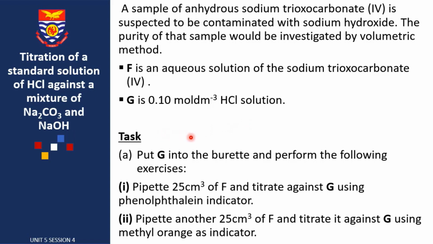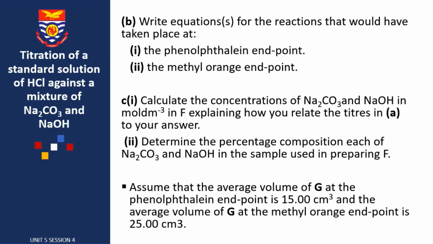Put G into the burette and perform the following: pipette 25 cubic centimeters of F and titrate against G using phenolphthalein indicator. Then pipette another 25 cubic centimeters of F and titrate it against G using methyl orange as indicator. Then we repeat these exercises. So from here we can tell that it is a discontinuous method.